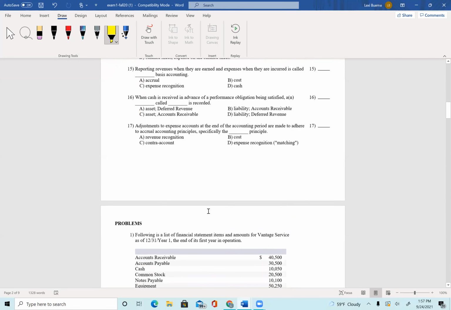Reporting revenues when they're earned and expenses when they are incurred is called accrual. So we just went over these two different definitions. So if you look back into the other one, it will give you the definition for cash basis as well.